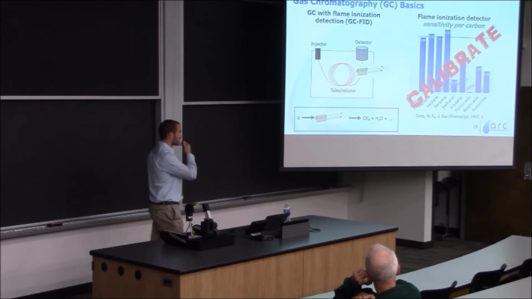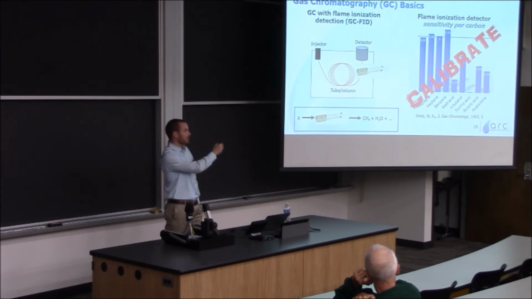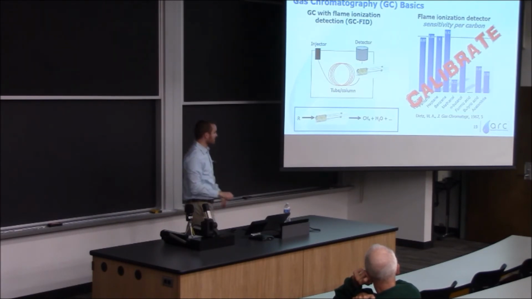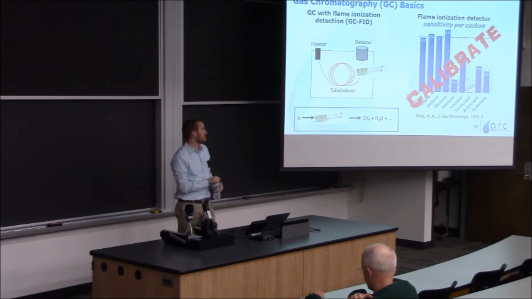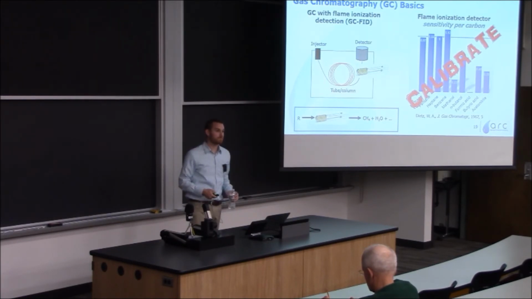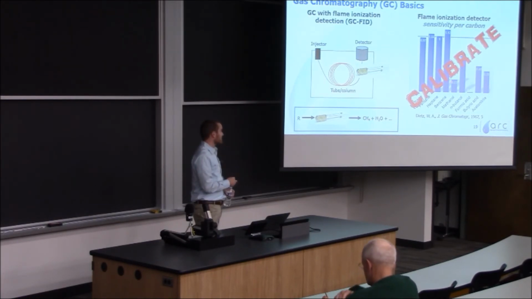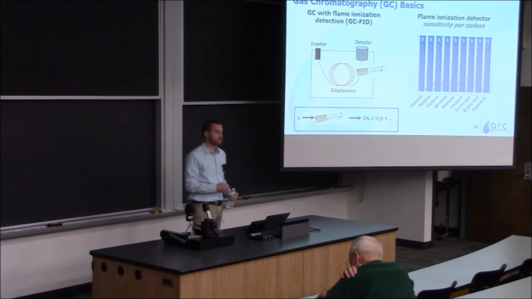Now what Paul and his students realized was that if you put a tiny reactor, this is a picture of that Polyarc, after the column but before the detector, you could convert everything into methane before reaching the detector. And what that means is that all of your responses are going to be one. They're all going to be the same, because you just have methane going to the detector.